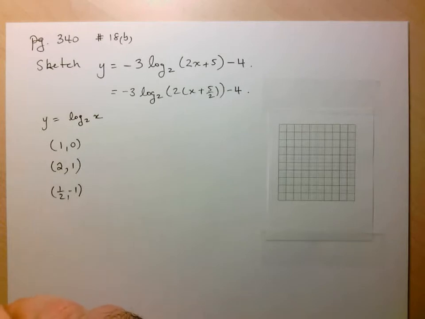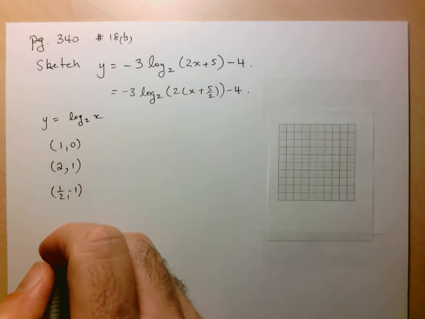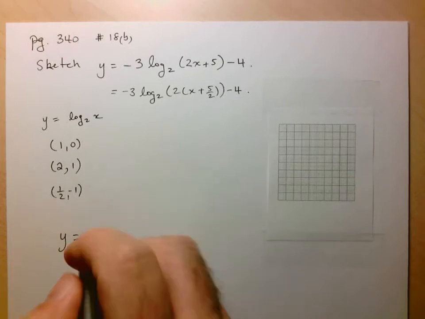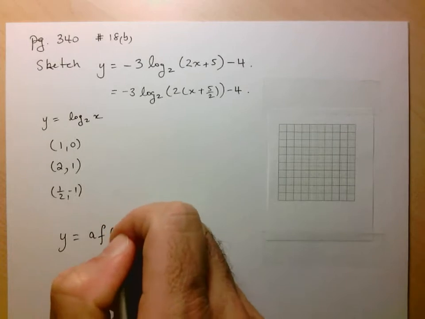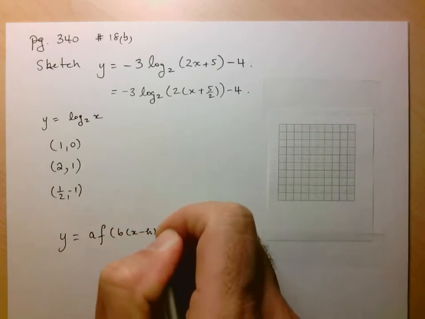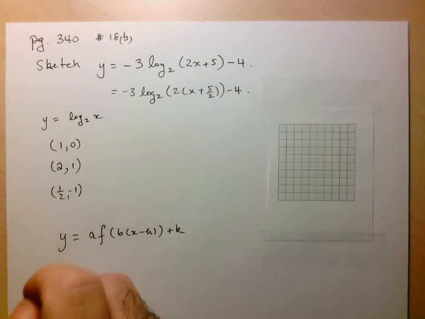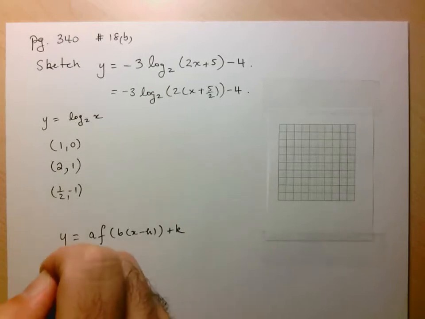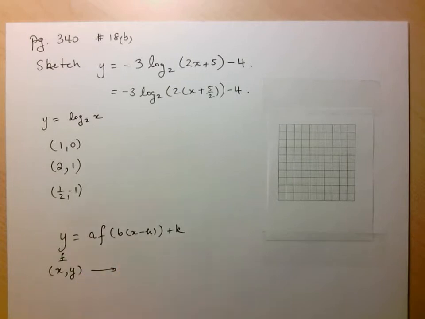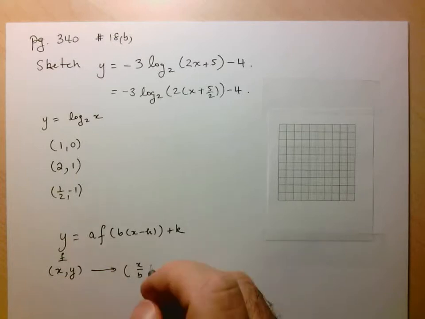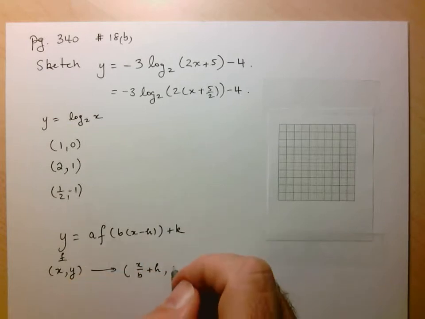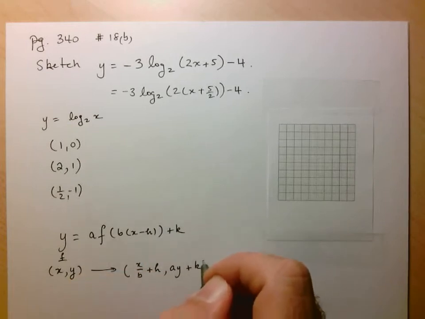Okay, so now let's recall how transformations work. So if I have a times f at b times x minus h plus k, a point on the parent function f gets transformed in this way. Anything that's horizontal gets the opposite treatment. So here x is going to be divided by b, and then we're going to add h, and of course the y values are going to be multiplied by a, and then we're going to add k.